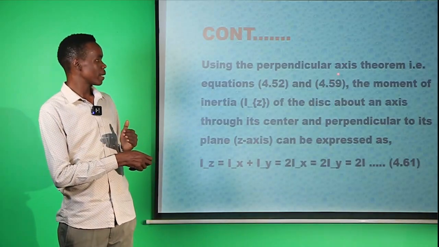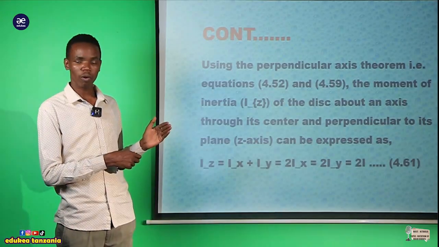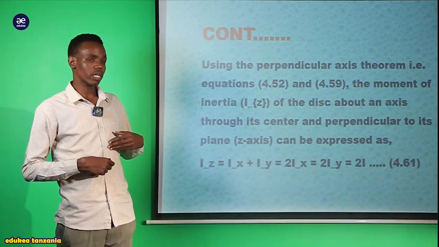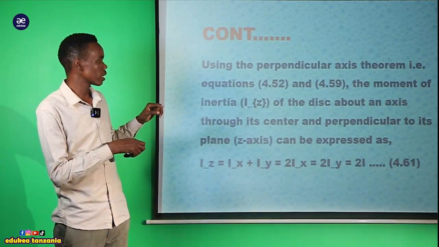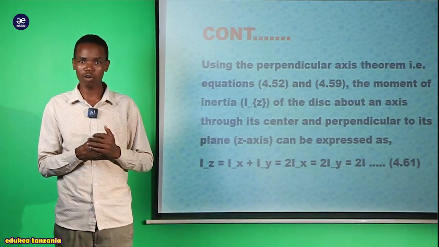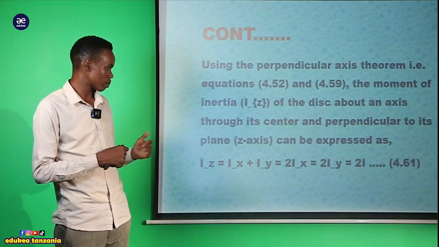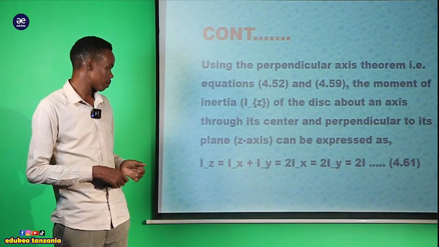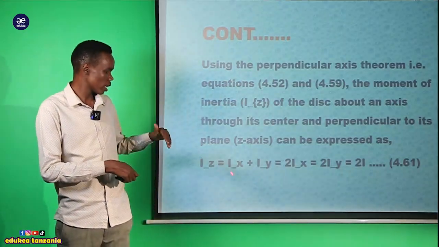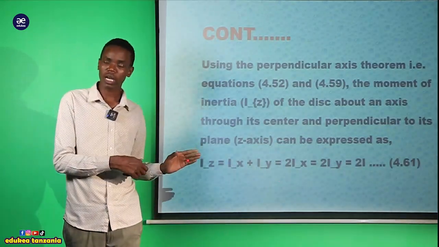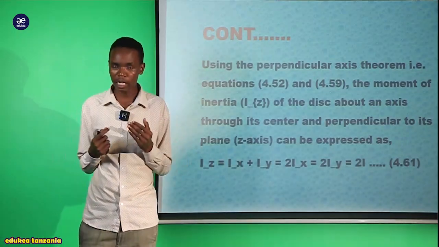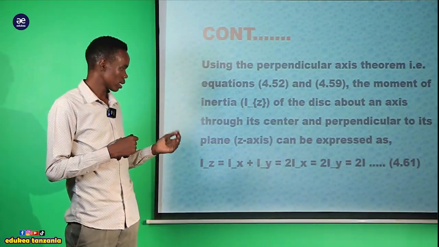So using the perpendicular axis theorem as we observe on our equation number 50 and also our equation number 59, the moment of inertia along the z-axis of the disk about an axis through its center and perpendicular to its plane can be expressed as this one. Now we could say that the moment of inertia along the z-axis must be equal to the summation of the moment of inertia along the x-axis, added to the moment of inertia along the y-axis.